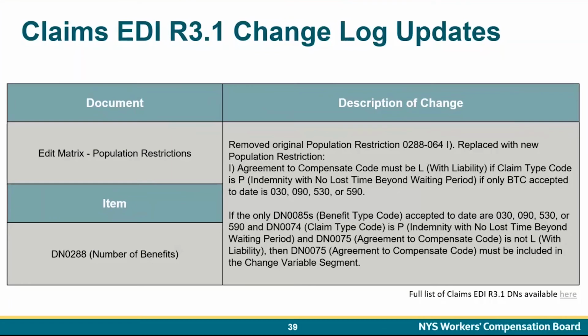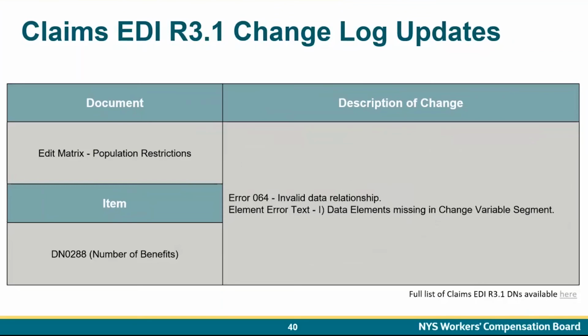This population restriction replaces 0085064E, as it was determined it was preferable that the error would only appear once for the given transaction rather than for every single benefit segment. The error message text will remain the same, along with the data element missing in change variable segment.